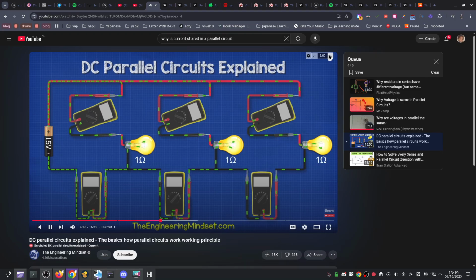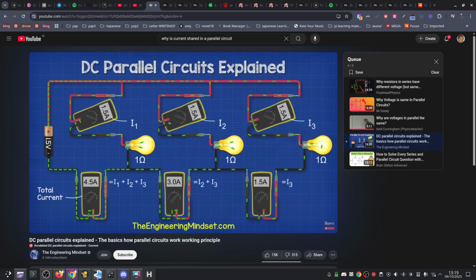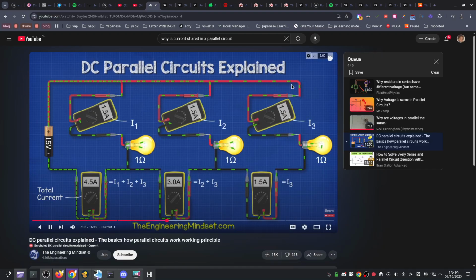If we add a third 1 ohm lamp into the circuit and we change lamp 1 back to a 1 ohm resistive lamp also, so that's now 3 1 ohm lamps in parallel, we see that the total current in the circuit is now 4.5 amps. Each lamp continues to see just 1.5 amps of current. The multimeter on the wire between lamps 1 and 2 has increased to 3 amps, but the meter between lamps 2 and 3 reads just 1.5 amps.